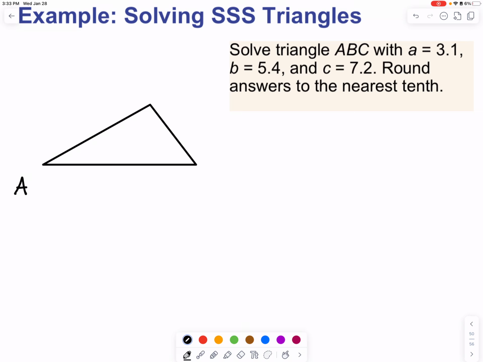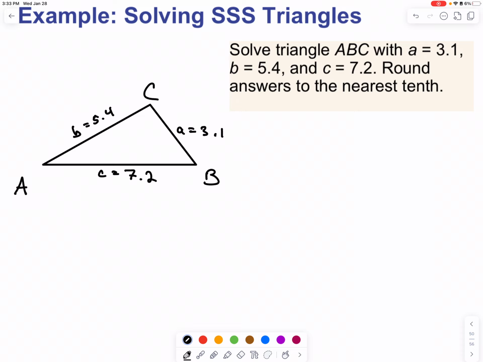I'm going to label this as A. I'm going to label this as my B and as C. So my side A, side C, and side B. Again, this isn't necessarily drawn to scale. So A is 3.1. That's given. B, we got 5.4. And C, we got 7.2. Okay.